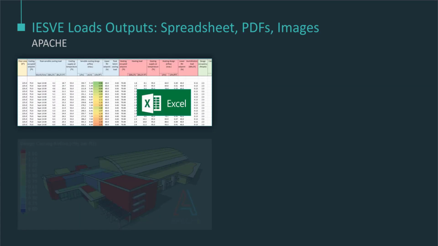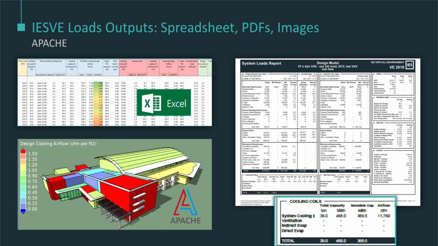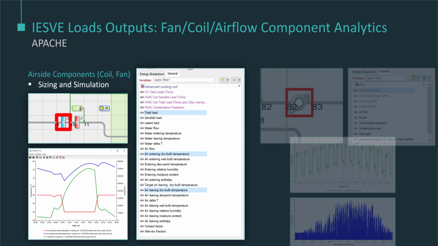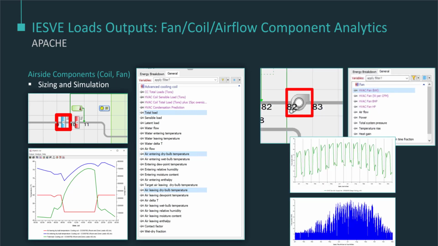So in terms of the outputs, we've already discussed some of these spreadsheets, PDF reports. You also get visualizations in the Vista Pro application. For any individual component, you can track how it performed. So let me show you that really quickly as well in the Vista Pro application. And tracking that can be really important from both the load calculation perspective and the energy simulation perspective.